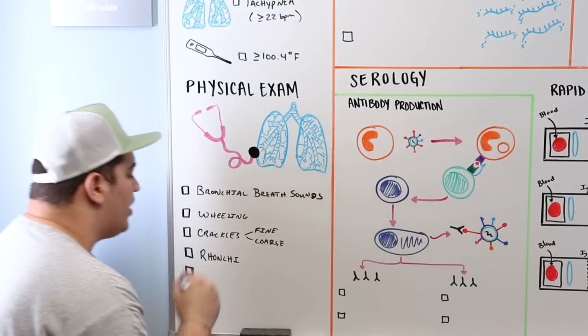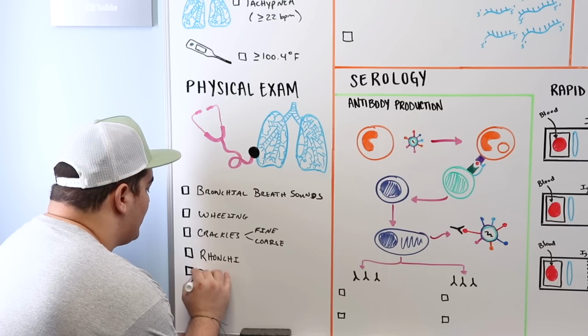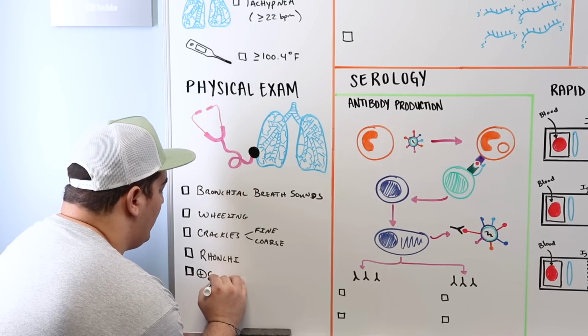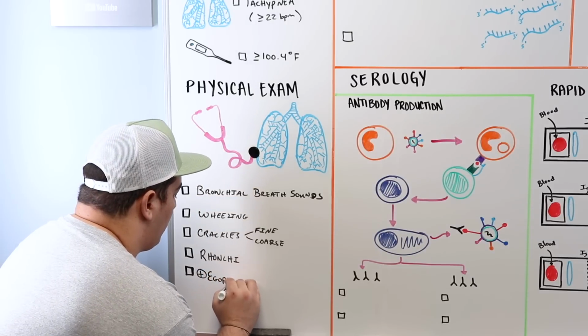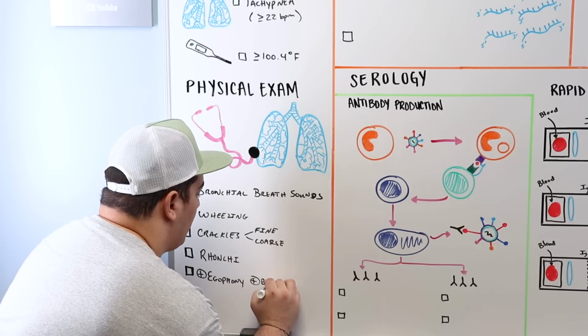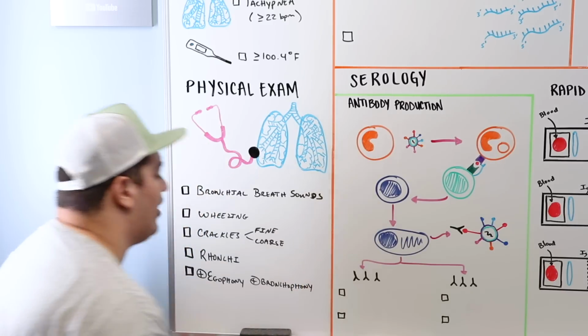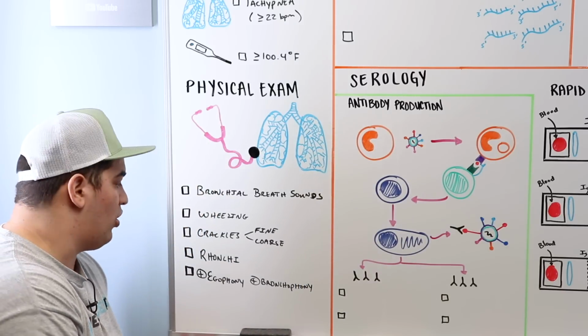And lastly, if you want to do some special tests, you can. Some of these special tests is you can check for what's called egophony or what's called bronchophony. And these are special tests that we talked about in our pneumonia lecture, if you guys want to go and watch that, okay?